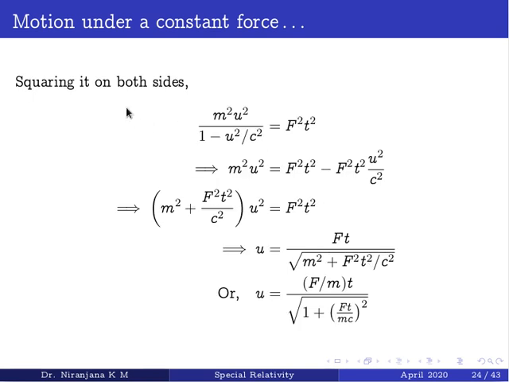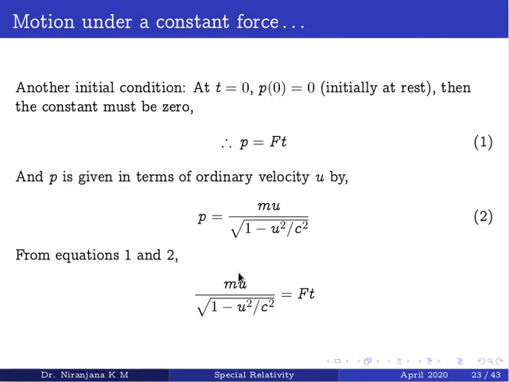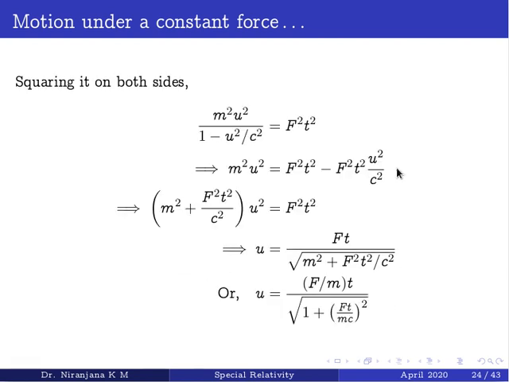Now you can square this expression on both sides, rearrange it and take out u, and you can express u in terms of the force, the time, the mass and the velocity of light. You will get u equals F by m into t by square root of 1 plus (Ft by mc) squared. Now this is the expression for the velocity of a particle at any given time t.